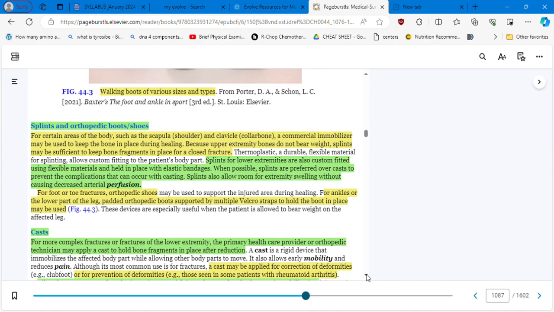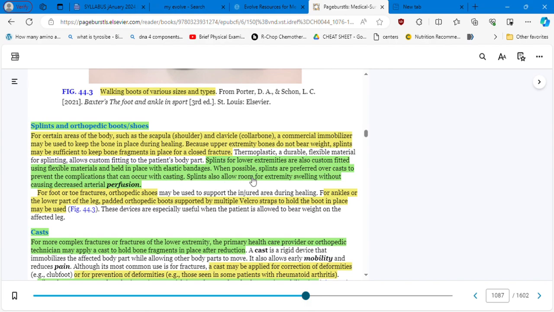A commercial immobilizer may be used to keep the bone in place during healing. Because upper extremity bones do not bear weight, splints may be sufficient to keep bone fragments in place for a closed fracture. And splints for lower extremities are also custom fitted using flexible materials and held in place with elastic bandage. When possible, splints are preferred over casts, and I really want you to remember this. When possible, splints are preferred over casts to prevent the complication that can occur with castings.